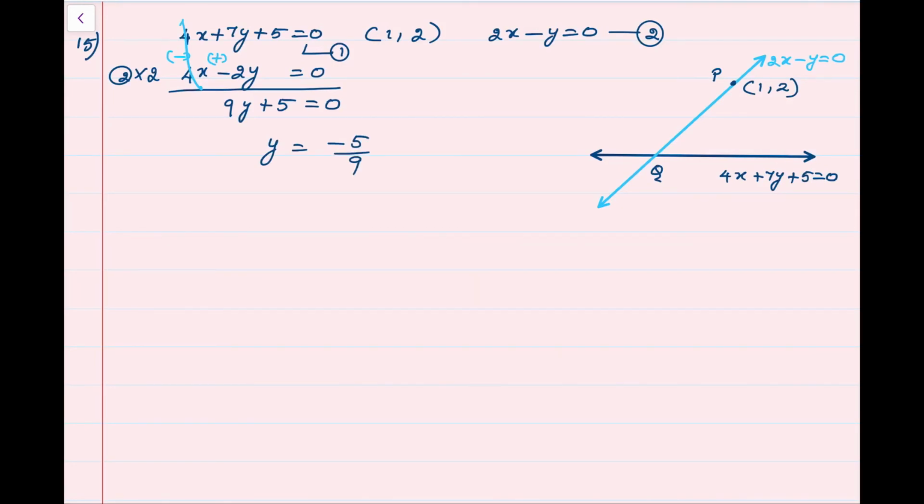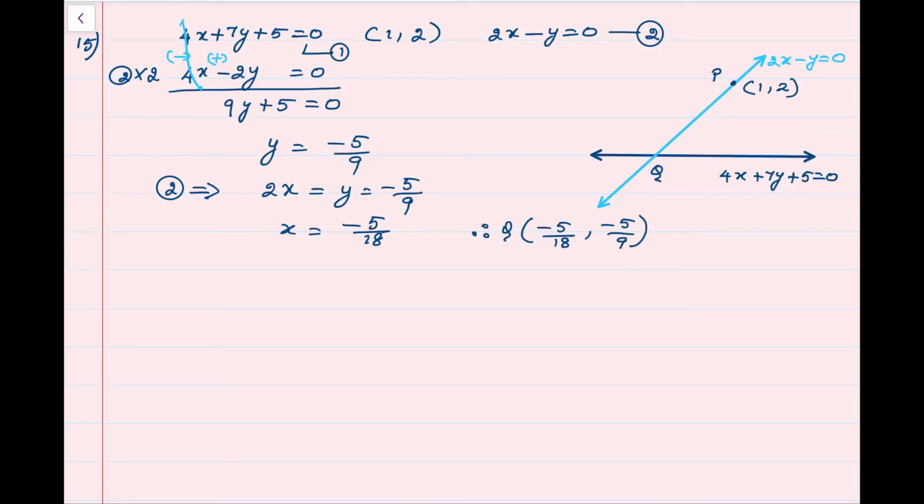Now, let us find the x coordinate. I am using the second equation. 2x is equal to y, which is -5/9. Therefore, the x coordinate is -5/18. Therefore, the point of intersection Q is (-5/18, -5/9). Now we will find the distance PQ using the distance formula.